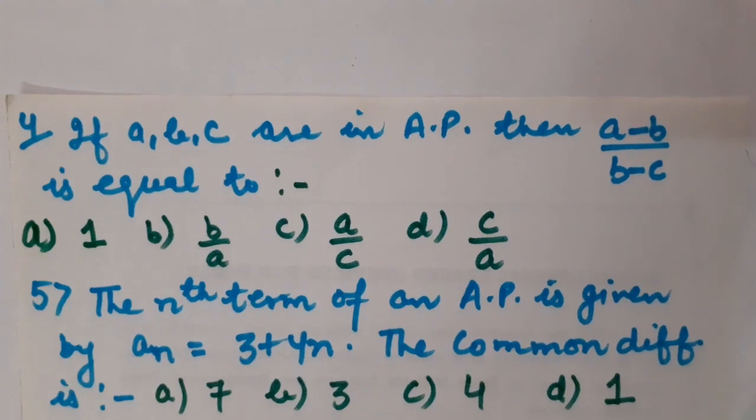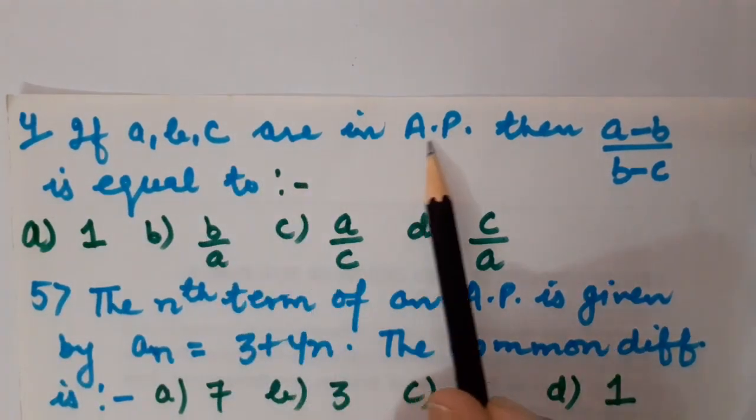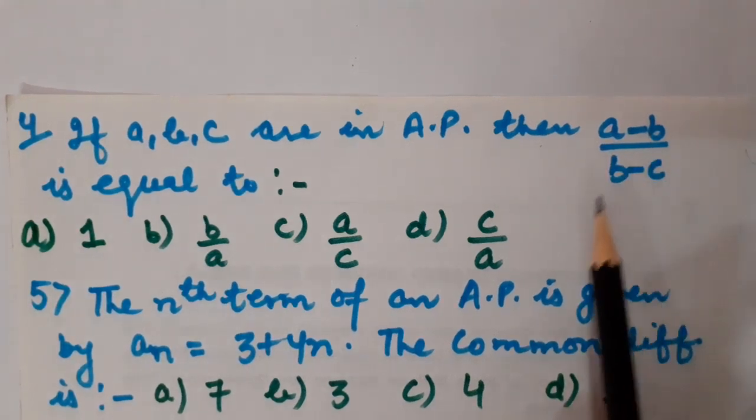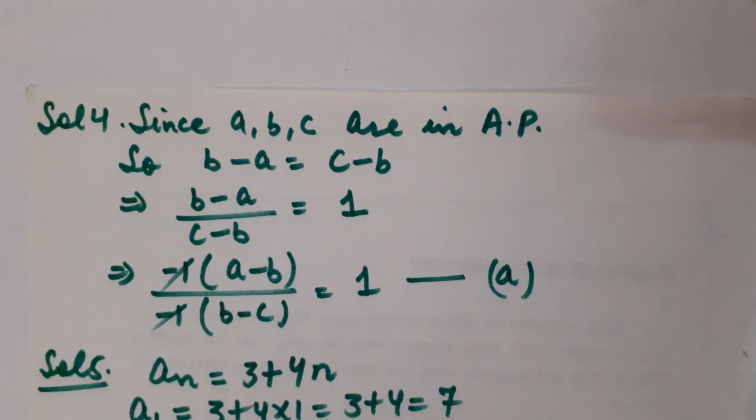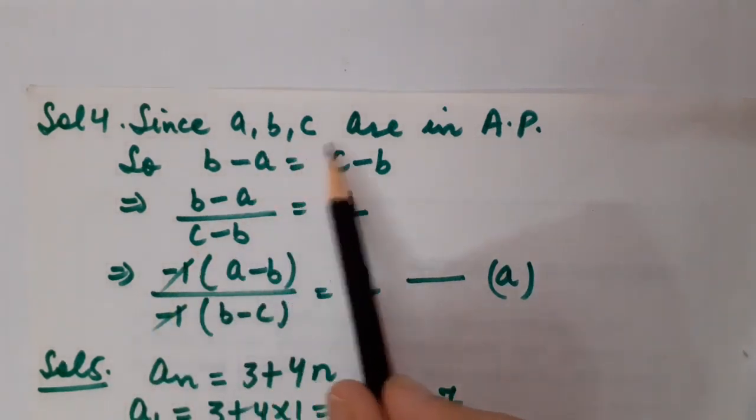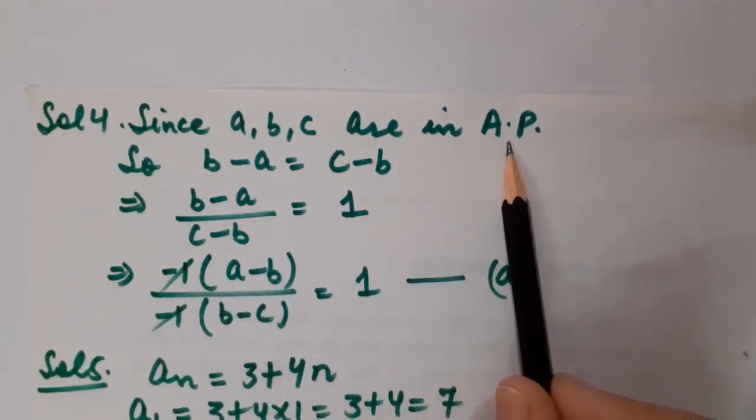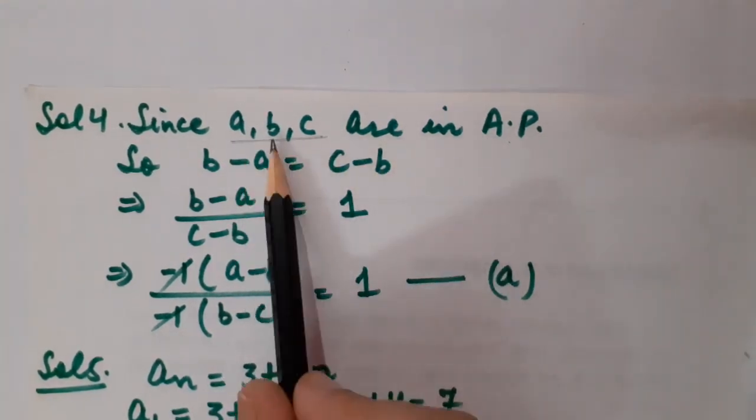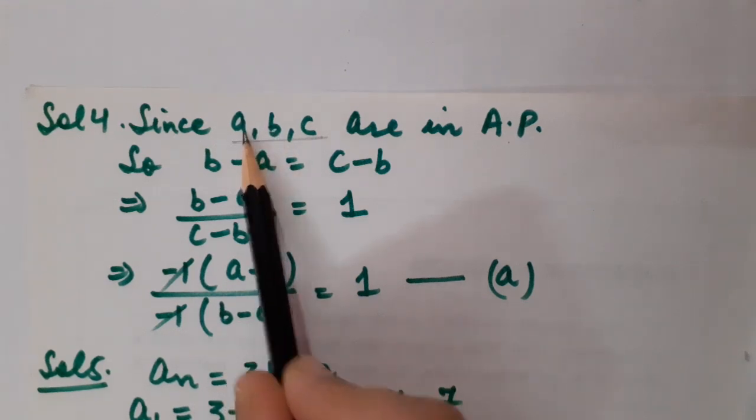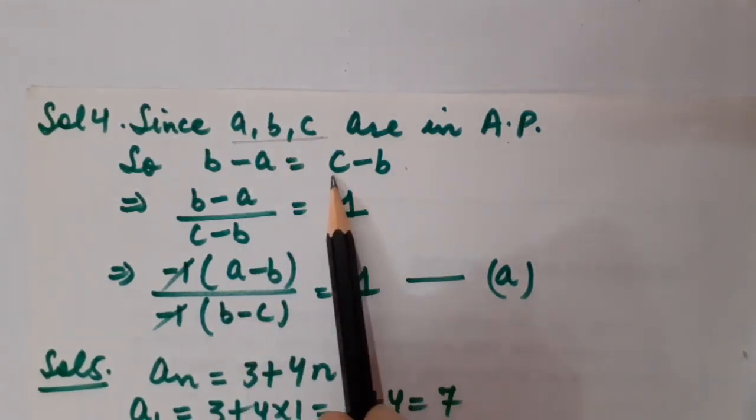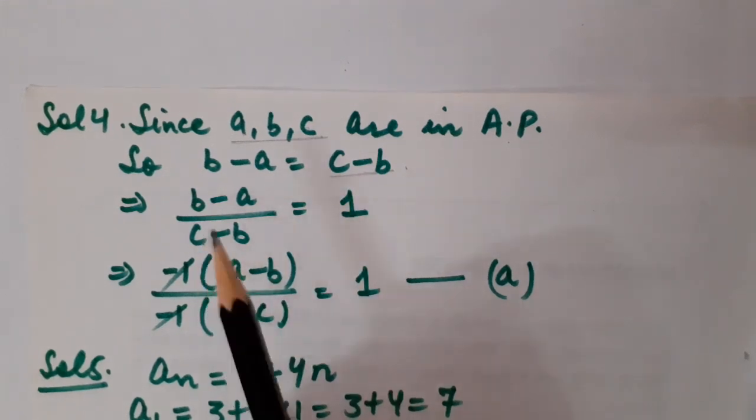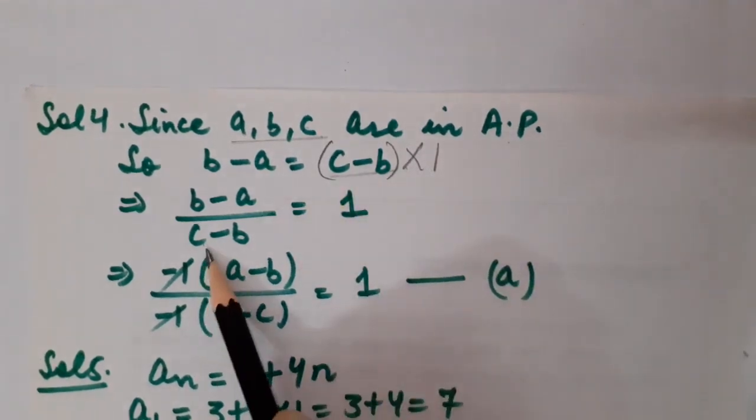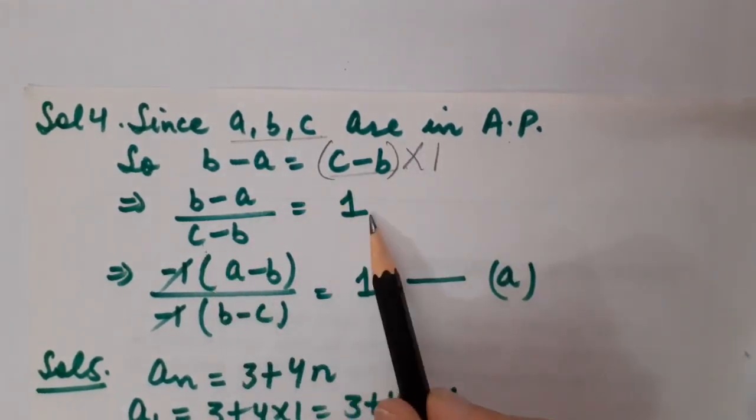Now children, the fourth MCQ is, if A, B, C are in AP, then we have to find the value of A minus B upon B minus C. Correct, students? Here is its solution. Since A, B and C are in AP, the common difference must be the same. So can we write B minus A is equal to C minus B? Bring this C minus B to the left hand side. Can I write it like this, B minus A divided by C minus B, is equal to 1?